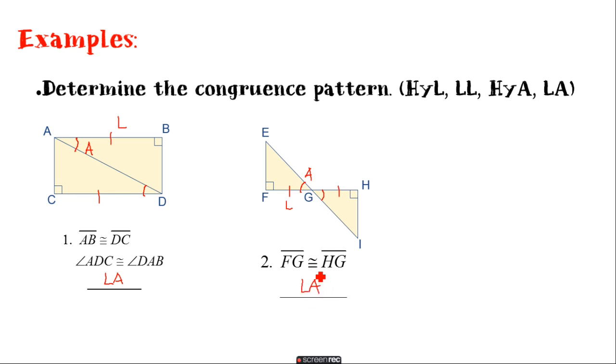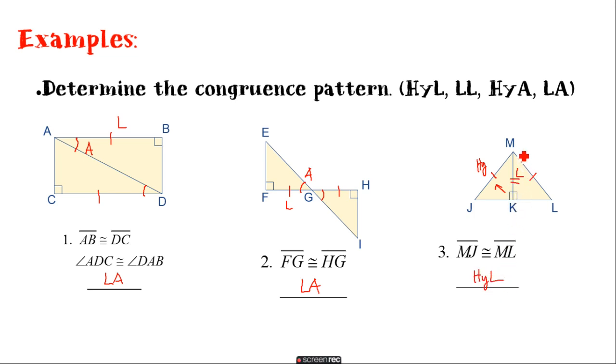Okay, let's look at the third example. Here we have side MJ congruent to side ML, and this side is actually our hypotenuse, right? Because it's opposite the right angle. Is there another clue given in the figure? Yes, you're right. We can see that side MK is congruent to MK also. So that's a leg, and this is HYL, by virtue of the reflexive property.